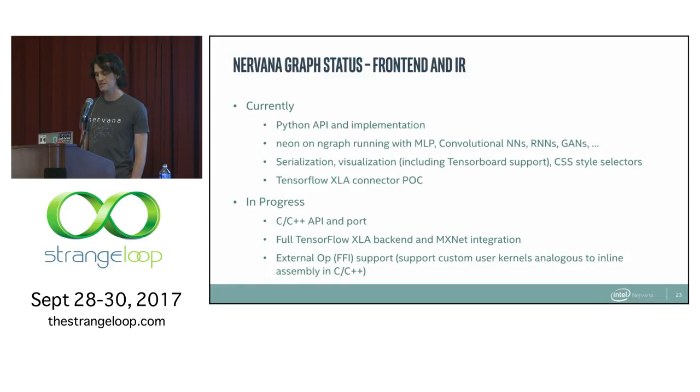The core nGraph team is currently working on porting the set of ops to a C++ API. We're basically switching to C and C++ to get better refactorability and type checking, and performance, of course. We're working on developing a full TensorFlow XLA backend and integration with MXNet. And we have plans to release external op or FFI support, which will allow you to write custom user kernels, basically inline.